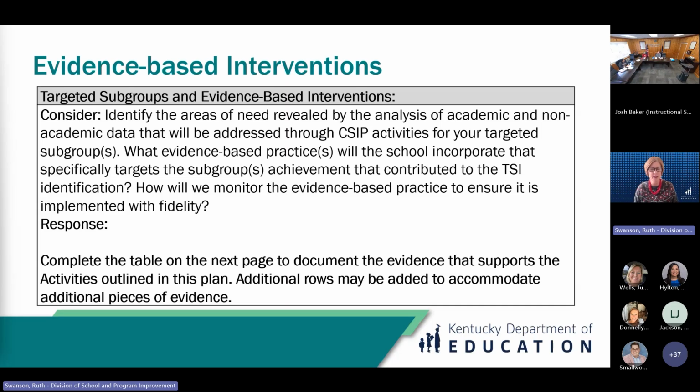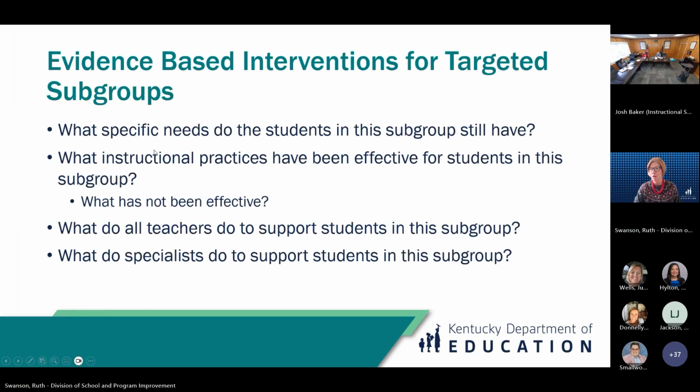After you've identified the needs through your needs assessment process, including that key core work process analysis that the coaches talked about, you'll need to do some research. You want to find out what programs or instructional models and strategies have been proven effective for students in the subgroup that you're targeting. So before you determine the evidence-based practice, you'll need to drill down. As a TSI school, the second question here is really critical. What instructional practices have been effective for students in your subgroup?